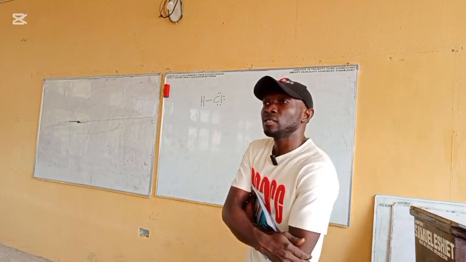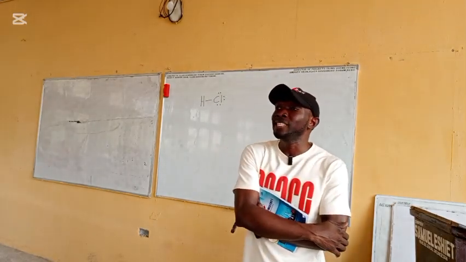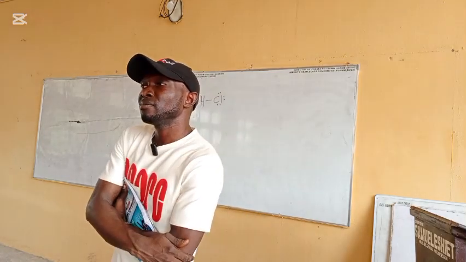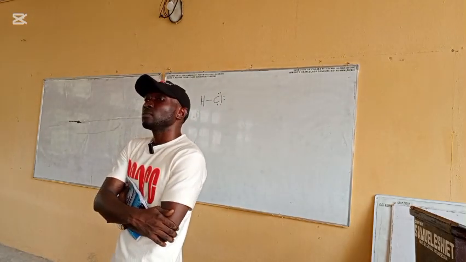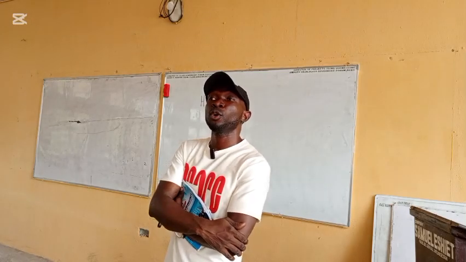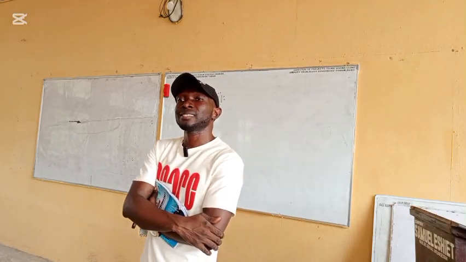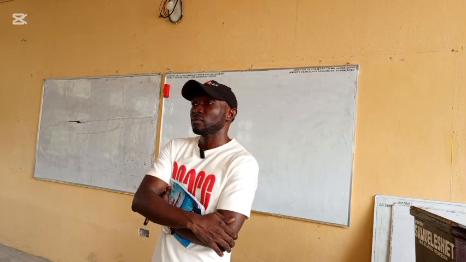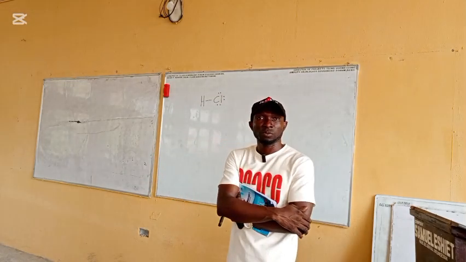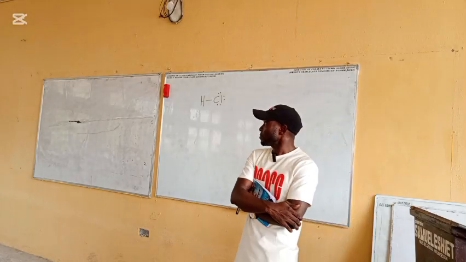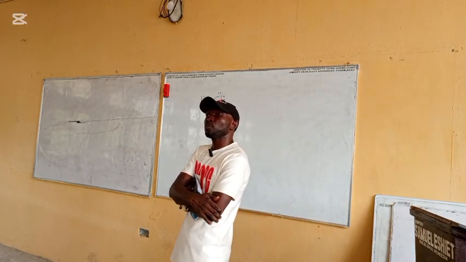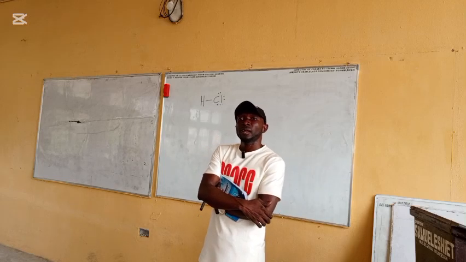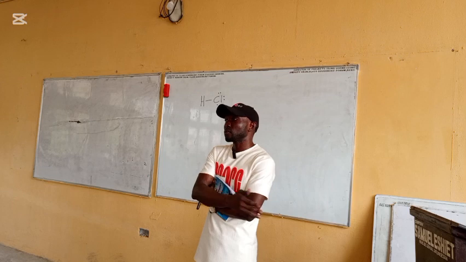In potassium chloride, the bonding is purely ionic. In potassium chloride, the bonding is purely what? Ionic. Whereas in hydrogen chloride, the bonding is what? Covalent. Don't write too much. That's all. The bonding is purely what? Purely what? Ionic. That is for potassium chloride, and that of hydrogen chloride is purely what? Covalent.